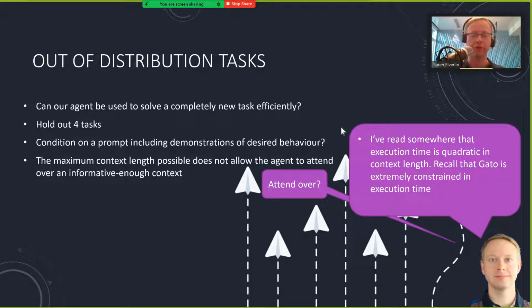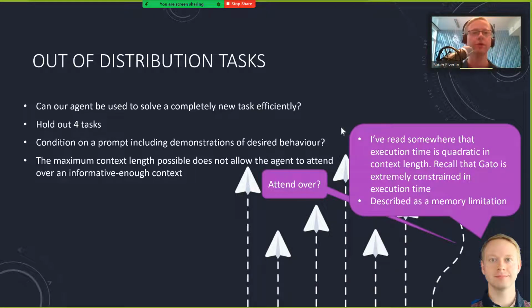Obviously you prefer to have as long a context as possible, but the execution time, I've read somewhere and I couldn't quite find it, grows quadratically in the context length. So you get much worse, and that's why they need to shorten it, and they can't just put it inside the prompt. Gato has to run within a 20 millisecond cycle due to constraints from the robotics. So the running time must be really constrained, so the context has to be really small, and they have to work around this.